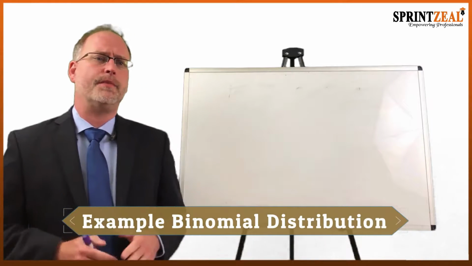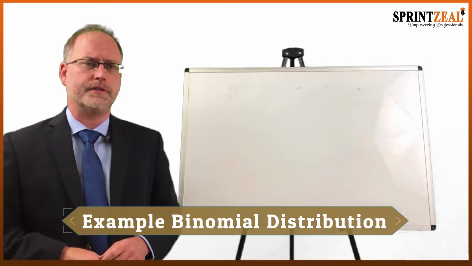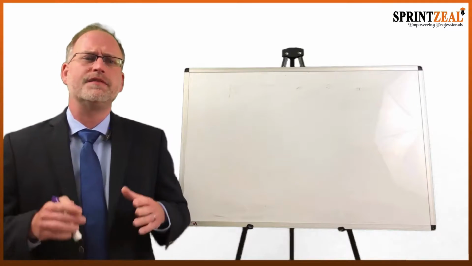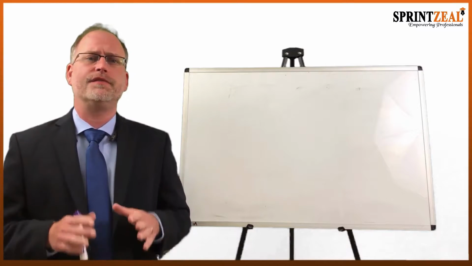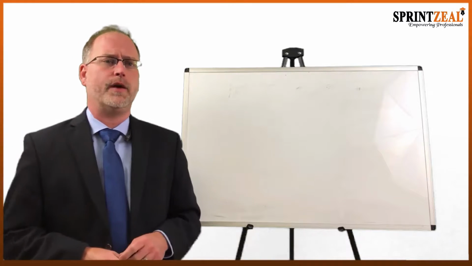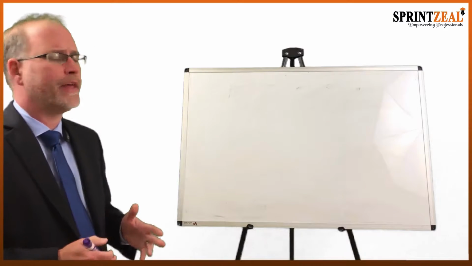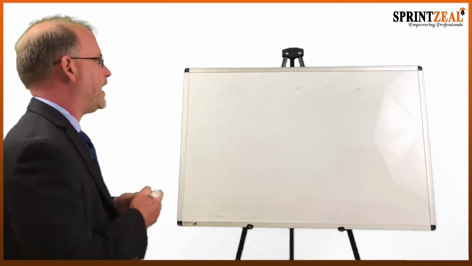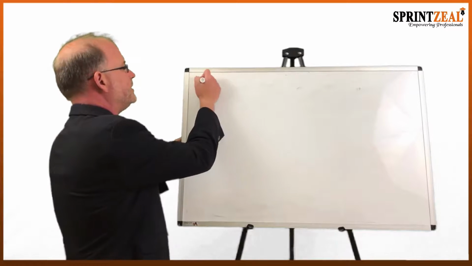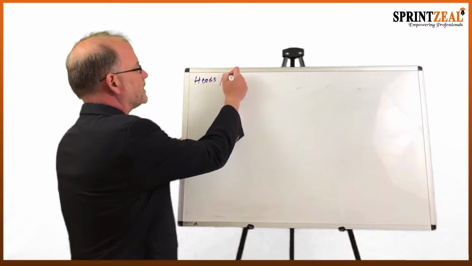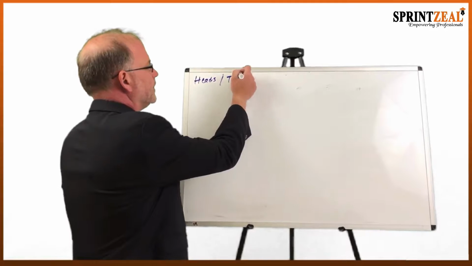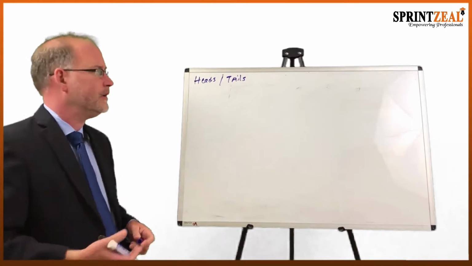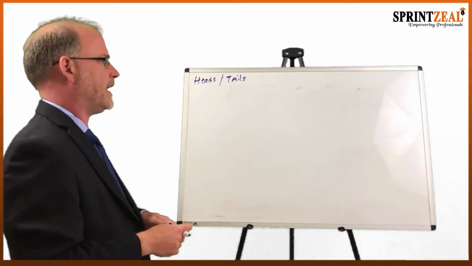So let's do an example of calculating binomial distribution. Using binomial distribution, let's find the probability of getting 5 heads out of 8 coin tosses. To do that, we have to understand that tossing a coin only has 2 possible outcomes. It's either heads or tails. Now, heads and tails are independent of each other. So therefore, let's figure this out.